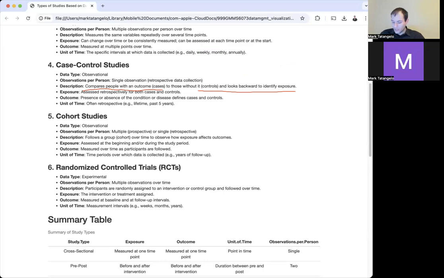The exposure is assessed retrospectively for both cases and controls. The outcome contains the presence or absence of the condition, disease, defined as case or controls, and the unit of time is retrospective again, so it can be the portion of time that you're measuring.